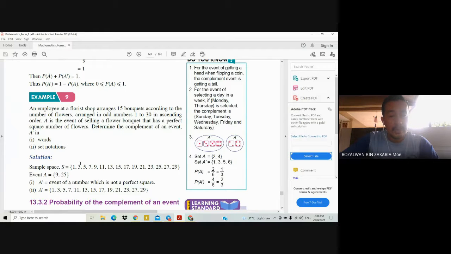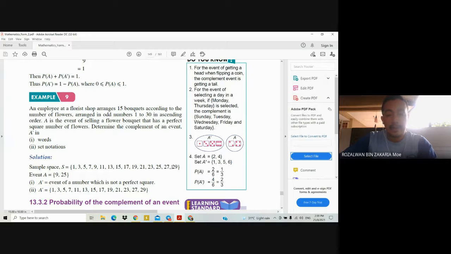So it is 1, 3, 5, 7, 9, 11, 13, 15, 17, 19, 21, 23, 25, 27, and 29. It is the odd numbers from the range 1 to 30. So all of that are the possible outcomes, the elements of the sample space. So you have to write like this for the sample space.